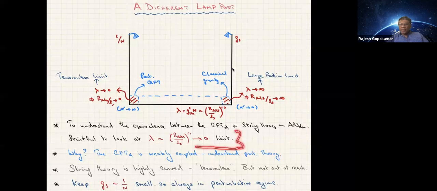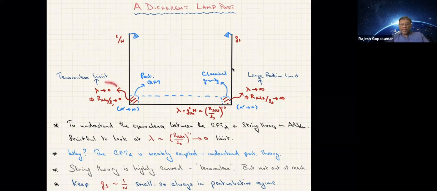So this is the driving motivation behind these works. And I want to claim that this is the right limit in which to start understanding this equivalence. So to be able to prove this equivalence, we need to work starting with this corner. Firstly, the CFT is weakly coupled, and we all understand perturbative quantum field theories in the vicinity of a free field fixed point. And so that is something which is well under control.